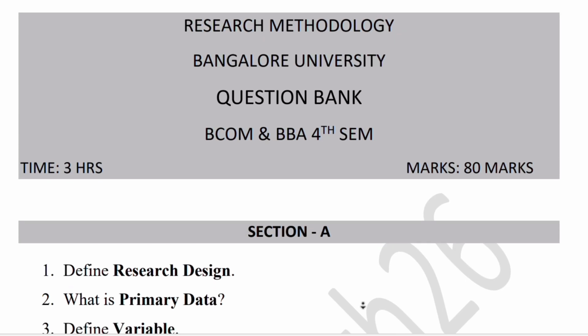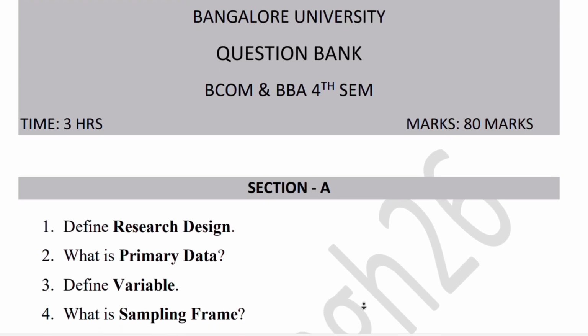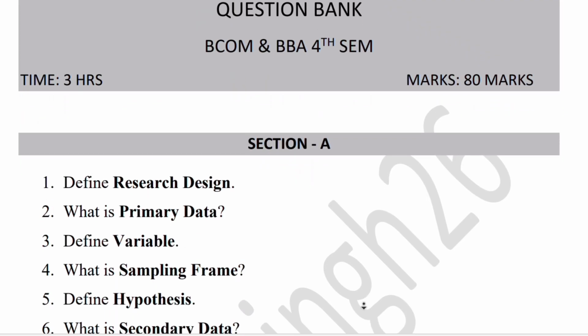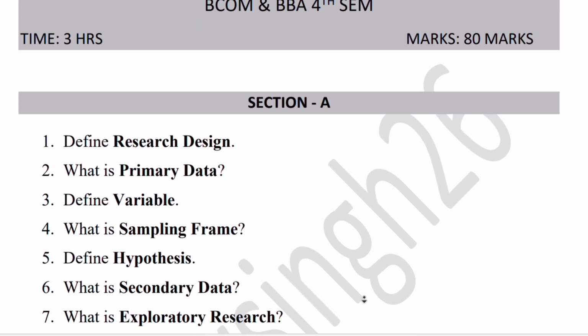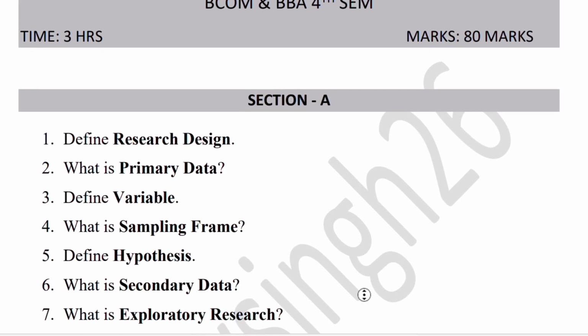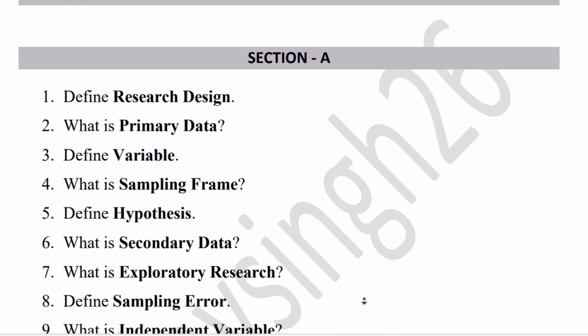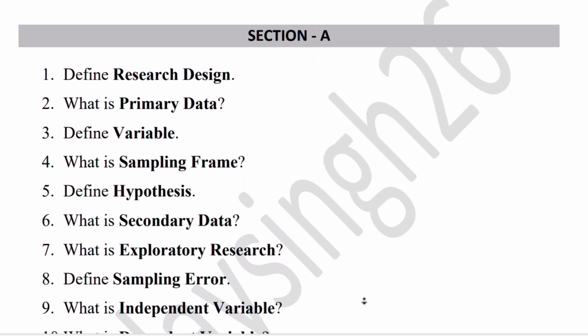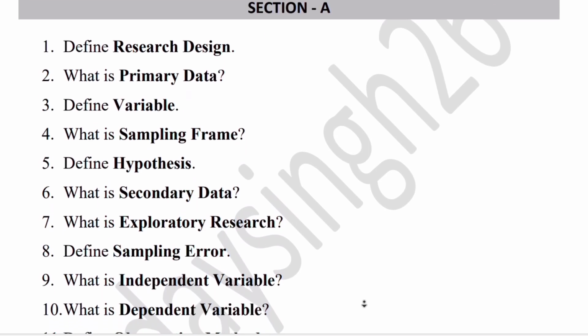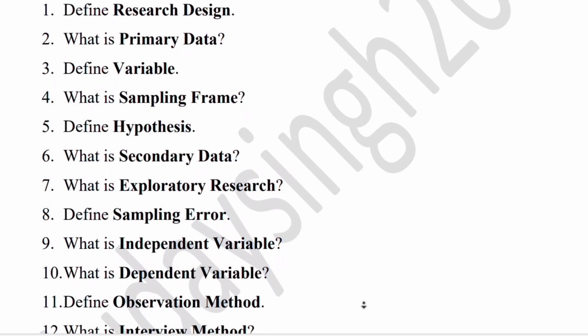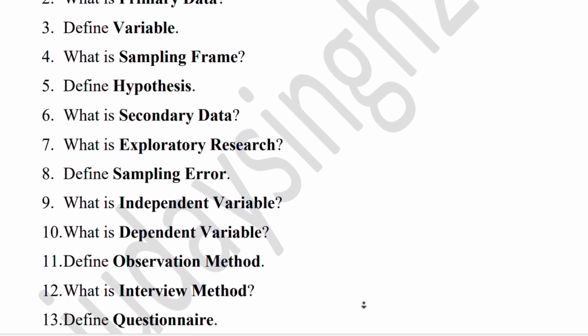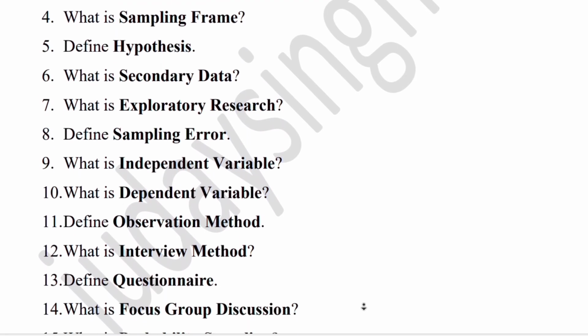1. Define research design. 2. What is primary data? 3. Define variable. 4. What is sampling frame? 5. Define hypothesis. 6. What is secondary data? 7. What is exploratory research? 8. Define sampling error. 9. What is independent variable? 10. What is dependent variable?